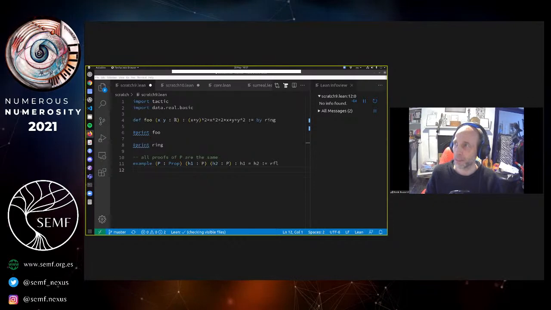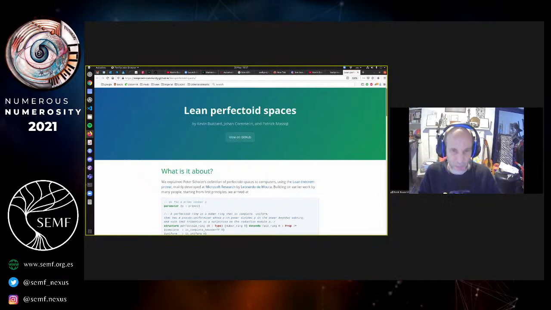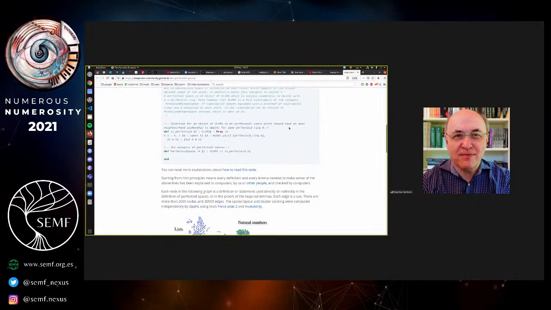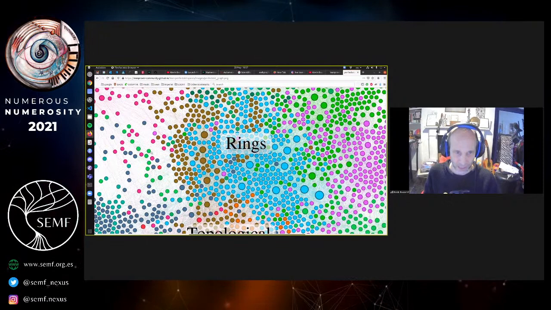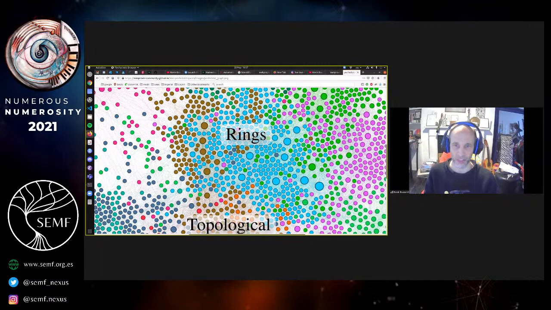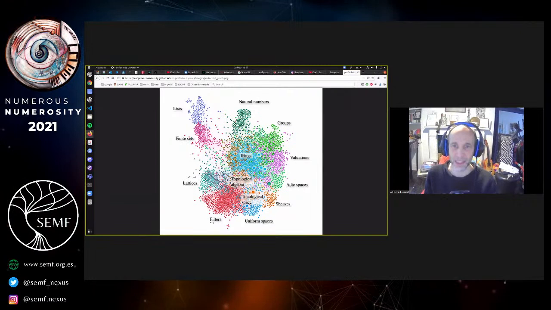Let me show you. There we go. We define a perfectoid space as a very complex mathematical structure that a couple of co-authors and I defined two years ago. And Massot made a graph of it. There are many, many lines connecting all these dots, and each dot represents one concept. We were really, in some sense, making art here.